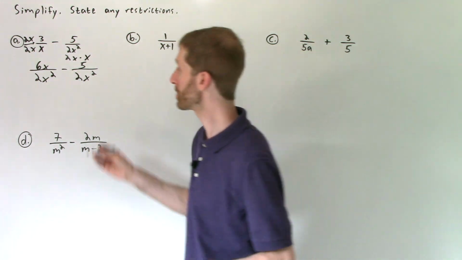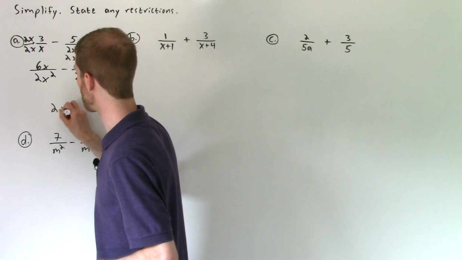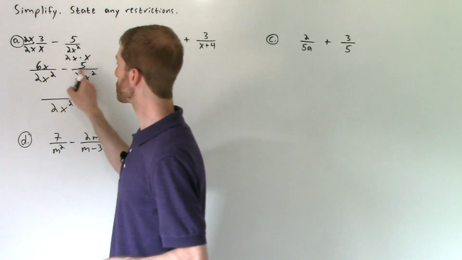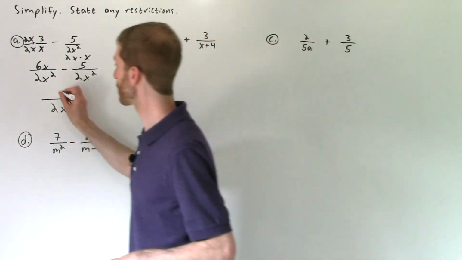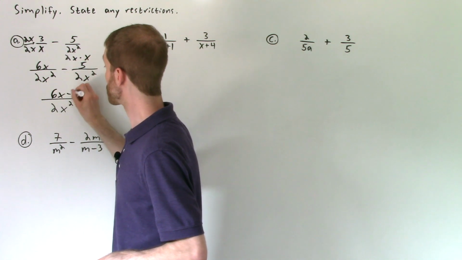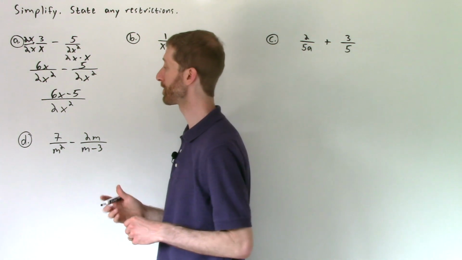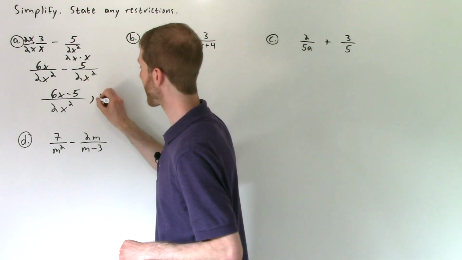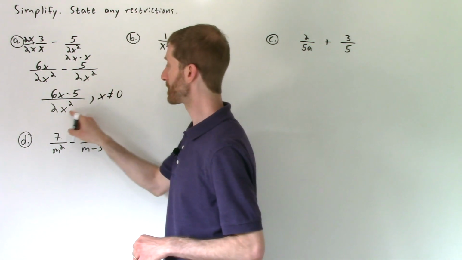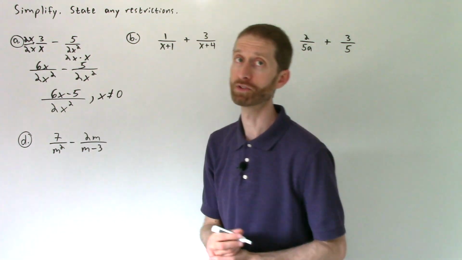Now we keep the denominators the same, as we saw in an earlier video. Keep them the same and subtract the numerators, 6x minus 5. Now there's nothing left to factor, so we're done. We're good. Nothing to factor out, nothing to divide out. But you do need your restrictions. x cannot equal 0, because if x was 0, that would make the denominator 0.